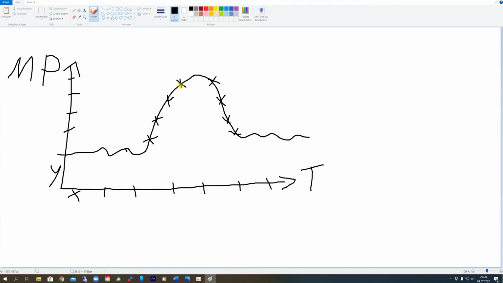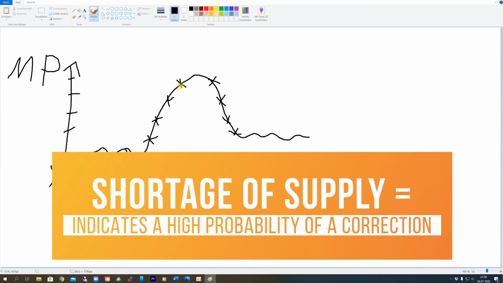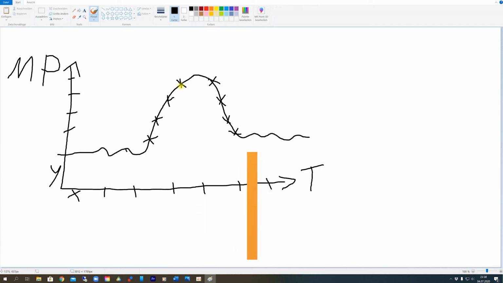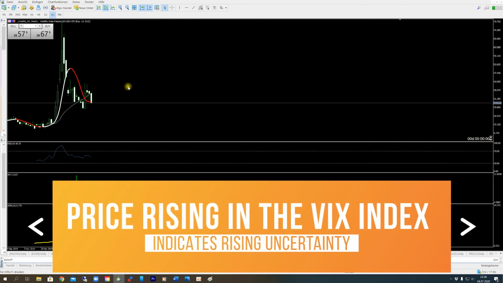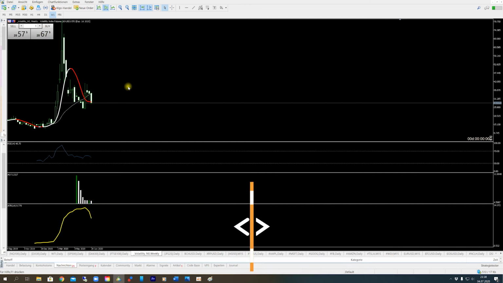So now we have the scenario that there is an extreme shortage of supply that indicates a correction, or maybe even a big correction. And on the other side, there is the Fed that is playing against it. Also, there are other warning indicators. For example, the volatility index in the weekly chart seems to turn around at the moving average, and when the price in the volatility index is rising, that is a sign of uncertainty and eventual price corrections in the stock market. You also can see that the indices are showing weakness.